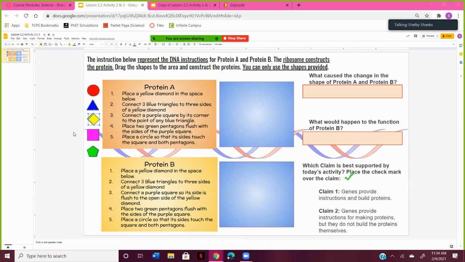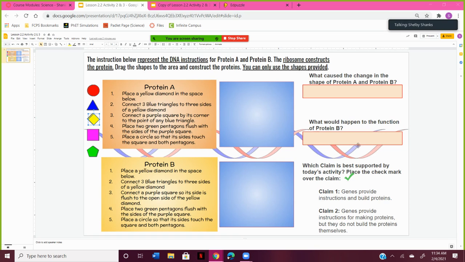Okay, I'm going to read the instructions while you guys are getting there. The instruction below represents the DNA instructions for protein A and B. You've got protein A, you've got protein B, and this blue space is where you're going to put your protein molecule. This next thing kind of gives it away: the ribosome constructs the protein. Drag the shapes to the area and construct the proteins. You can only use the shapes provided. So you've got your different instructions, your 5 instructions for protein A and protein B.